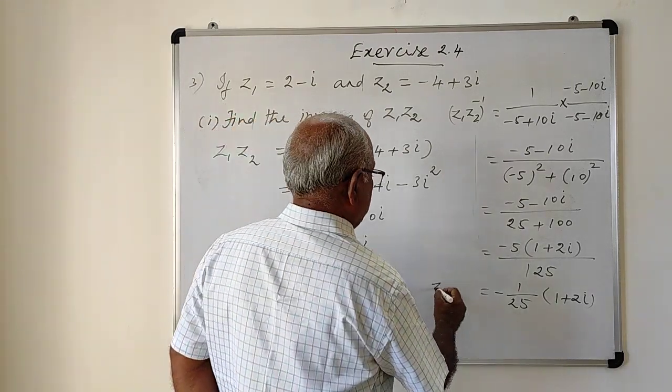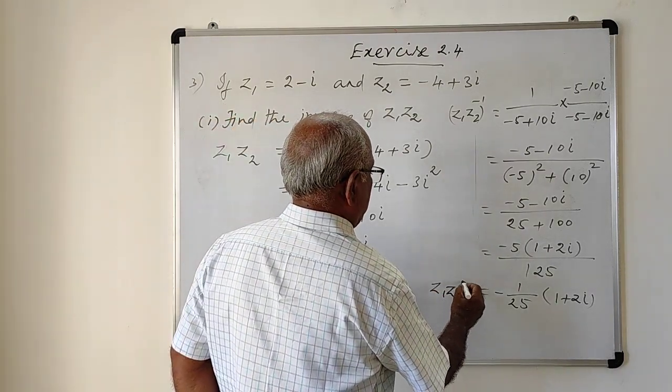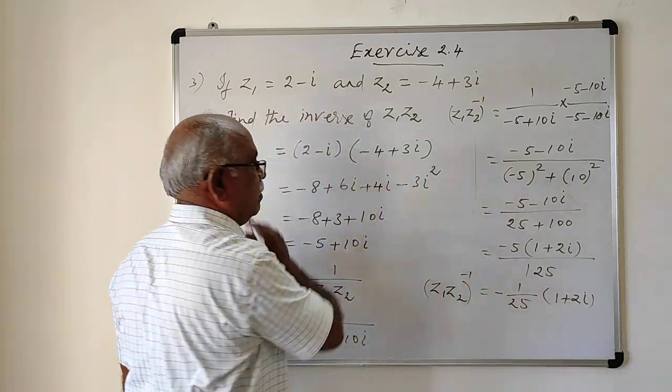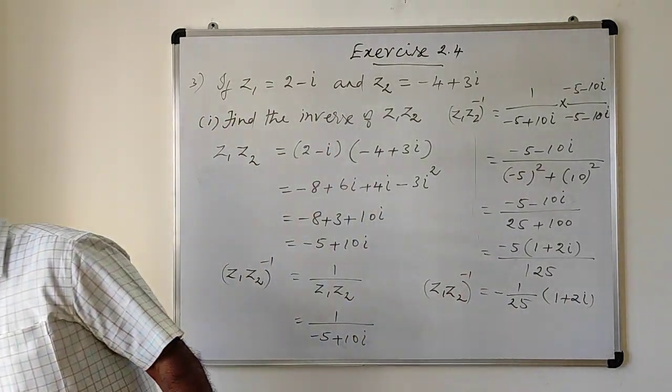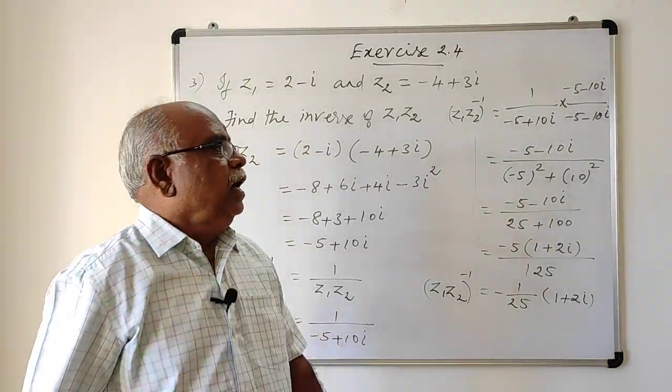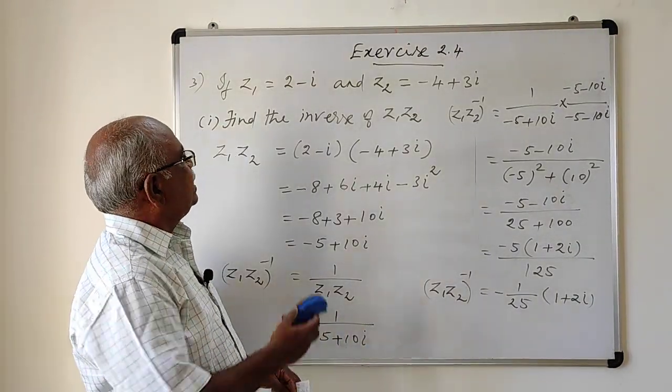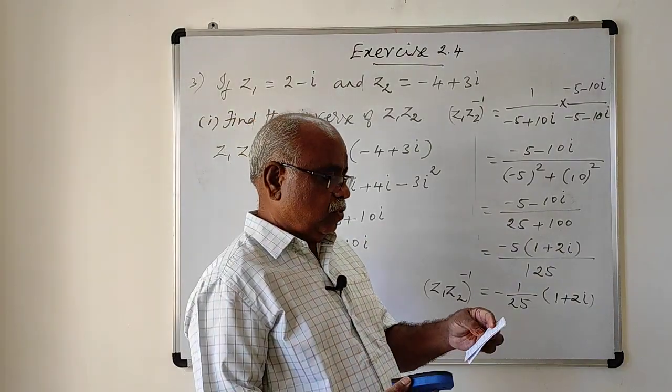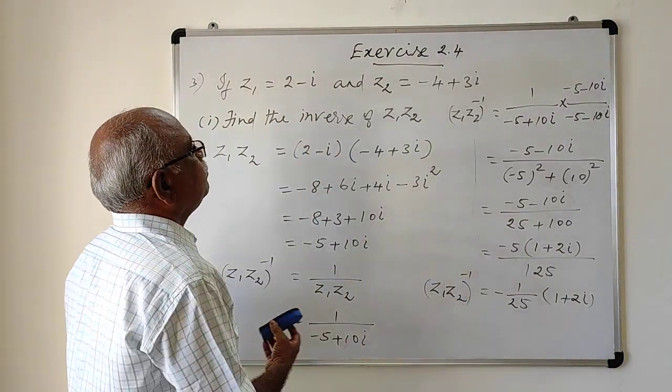This is the inverse of Z1 into Z2. This is the first sum. Next I am going to solve the second sum.